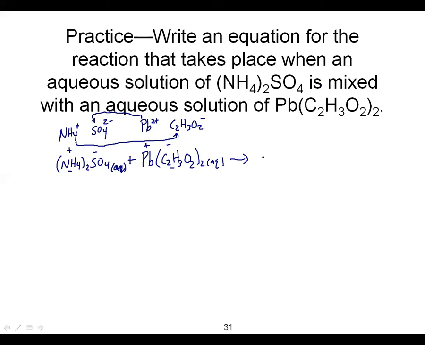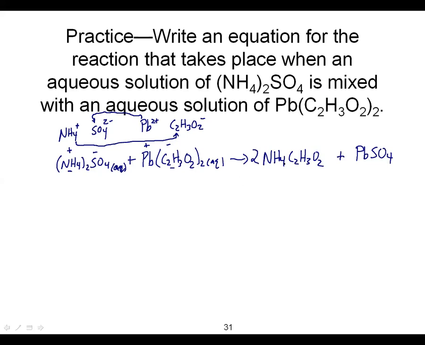So the ammonium, which is +1, will come together with the acetate, which is -1, which means we just need one of each of those. Then the lead, which is +2, will come together with the sulfate, which is -2. So also we just need one of each of those to get our correct formulas. Again, once we get the correct formulas, then we can do the balancing. So to balance this, we just need to put a 2 in front, and that should do it.